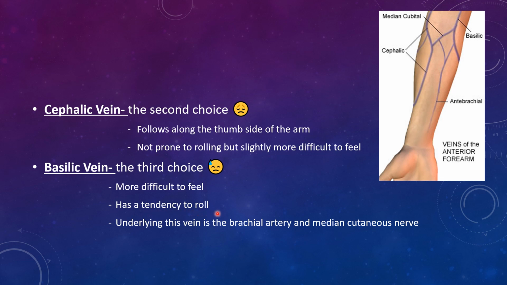So if it rolls, you will miss your extraction. But underlying this vein is the brachial artery and the median cutaneous nerve. It is the most critical part among the three veins because you may miss the vein but sometimes hit the artery. You will know by the color of the blood released in the syringe. So actually, doing the venipuncture in these areas should be approached with caution. Without careful performance, it can cause serious damage to the patient.